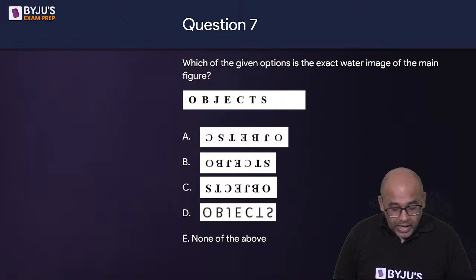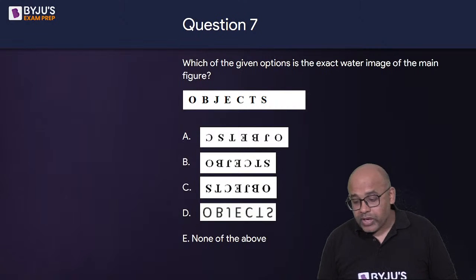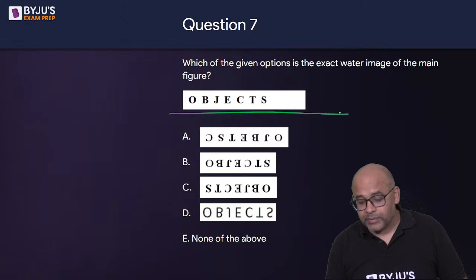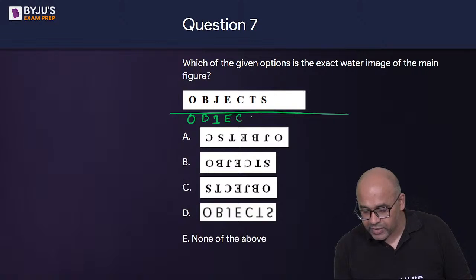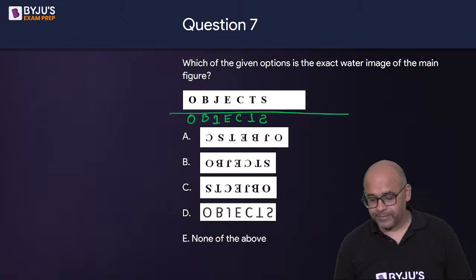Okay. Anyway, what is the answer to this? So, water image means this is the water, this is the mirror. So, O will remain as O, B will remain as B, J will come like this. Then E will be like this. C will remain as C, T will be like this, and S will be like this.